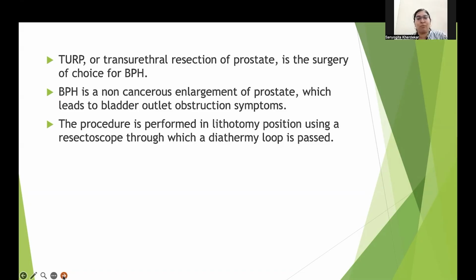Generally, the normal size of prostate gland is 25 grams. When it is enlarged to around 60 to 80 grams, then TURP is the surgery of choice. And for very large prostates, the surgery of choice becomes open or robotic prostatectomy. Now, for TURP, this procedure is performed in lithotomy position using a resectoscope through which a diathermy loop is passed.